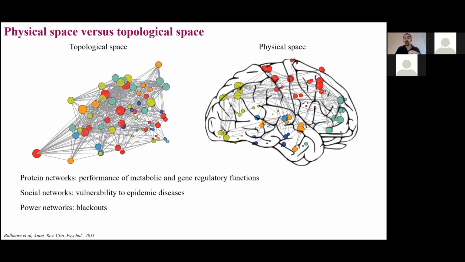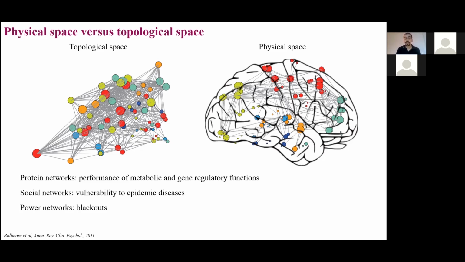And while social networks, for example, if you look at social media, they are in topological space. But if you look at the social network from a friendship point of view, you have a lower probability to be friends with someone that lives far away from you. However, it has been shown that the topological interactions are more important in this case.